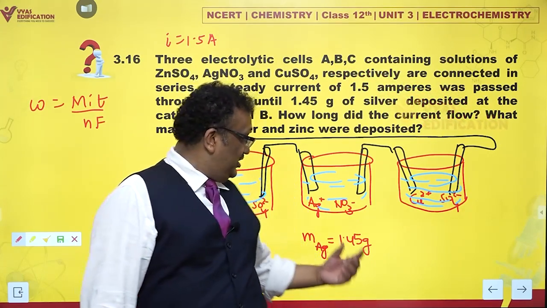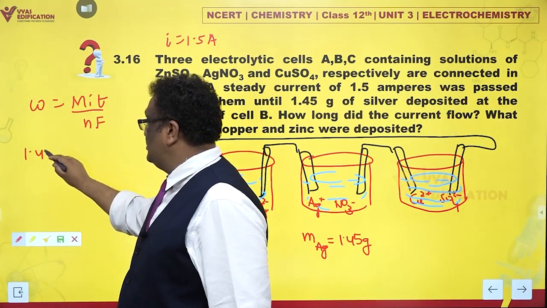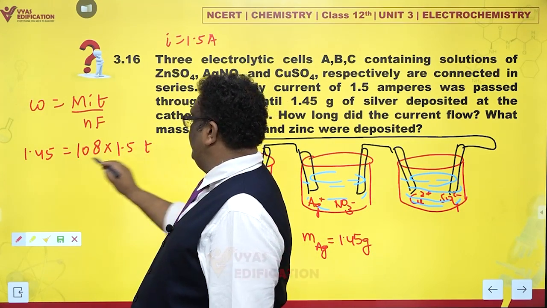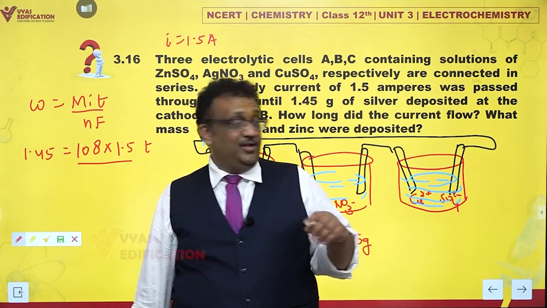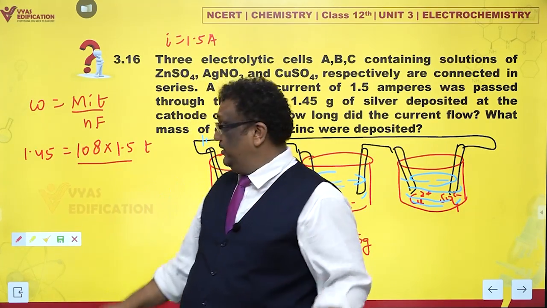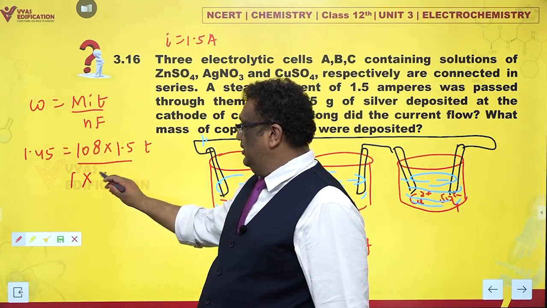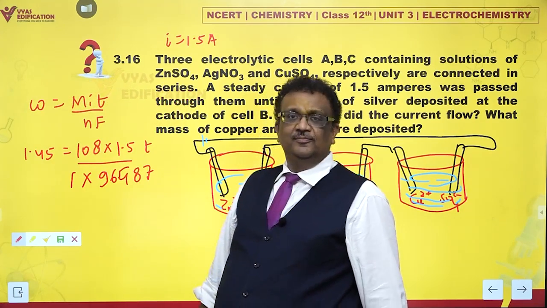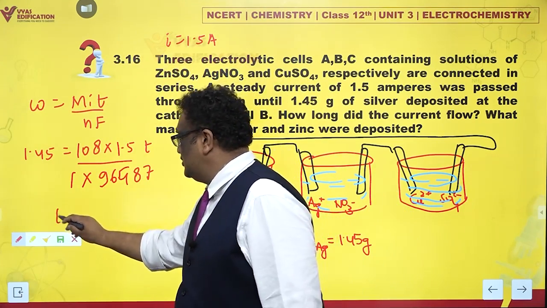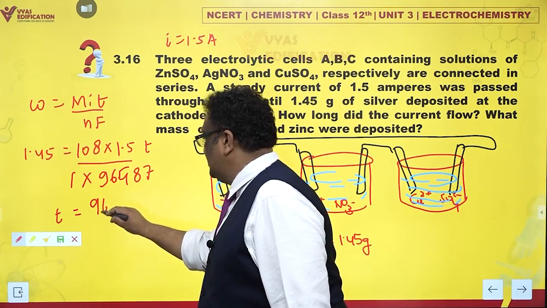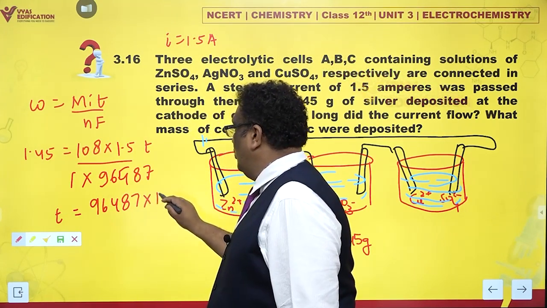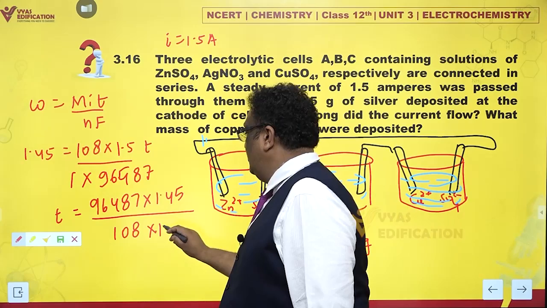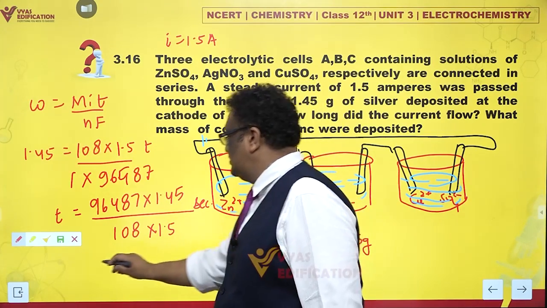The mass of silver deposited is 1.45 grams. Atomic mass of silver is 108. Current is 1.5 amperes. Time t we have to calculate. n for silver, Ag+ to Ag, is 1, and F is 96487. Very lovely calculation. t is 96487 into 1.45 divided by 108 into 1.5 seconds.